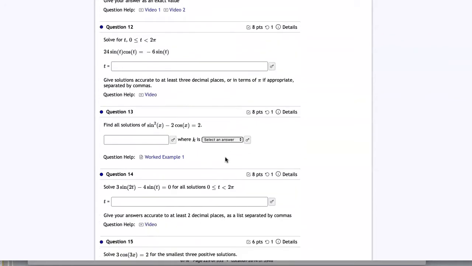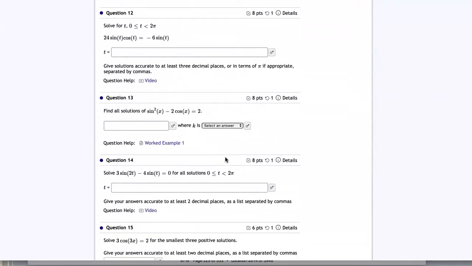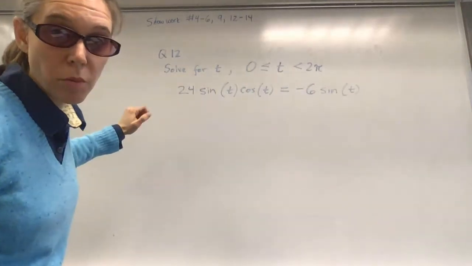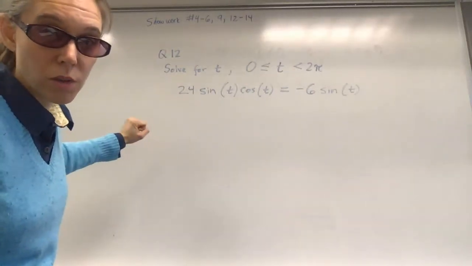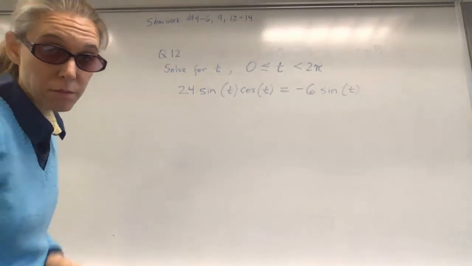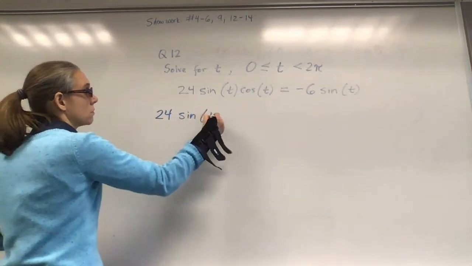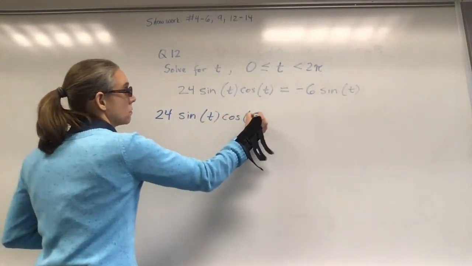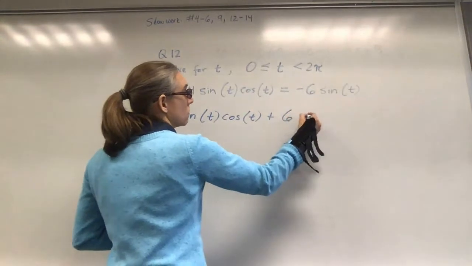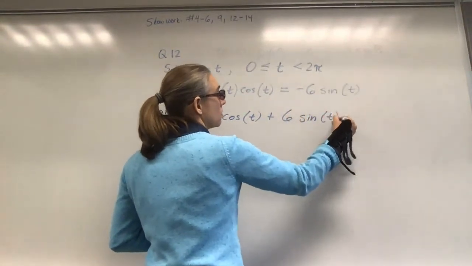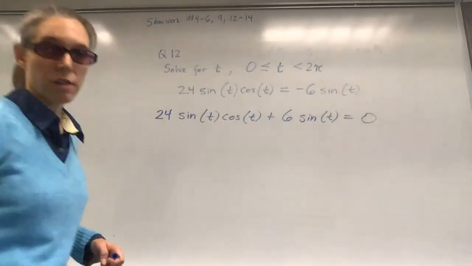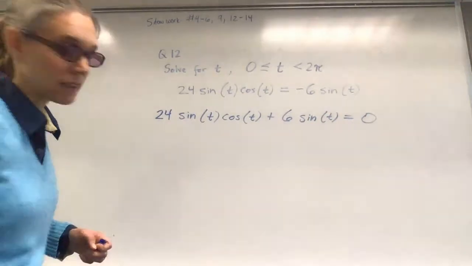Okay, question number 12 is one that requires work, so I will do this one on the board, and the next two, 12, 13, and 14, all require work. Okay, so here's question 12. What we're going to do is get everything on one side and then factor out the GCF. The GCF is then going to be 6 sine t.